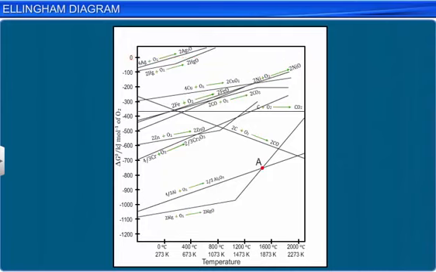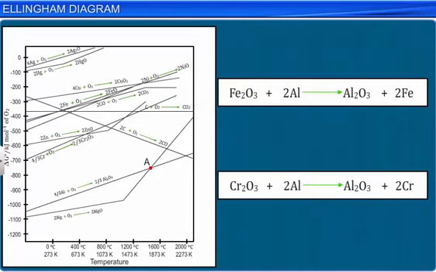Another important feature is that any metal will reduce an oxide of another metal that lies above it in an Ellingham diagram. Thus, Al reduces FeO, CrO, and NiO in the well-known thermite reaction. But Al will not reduce MgO at a temperature below 1500 degrees Celsius.